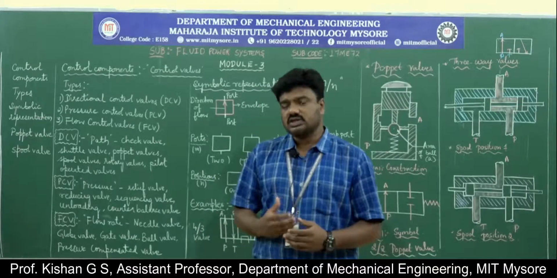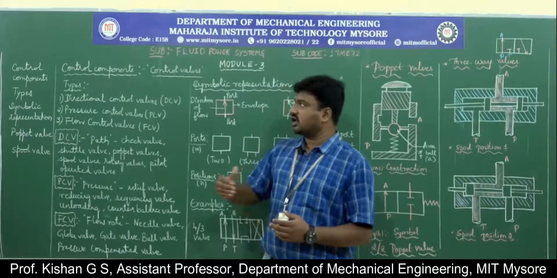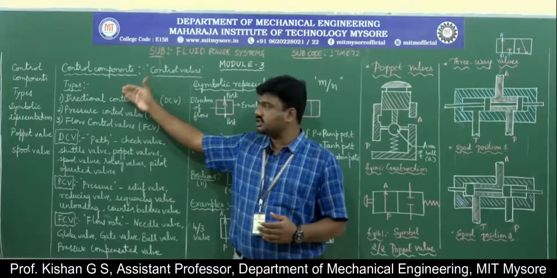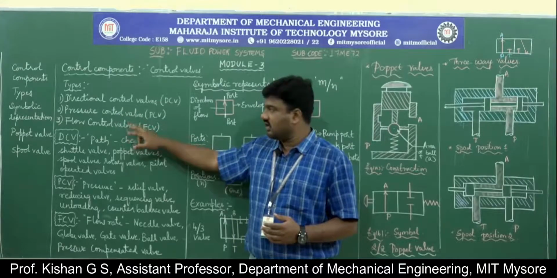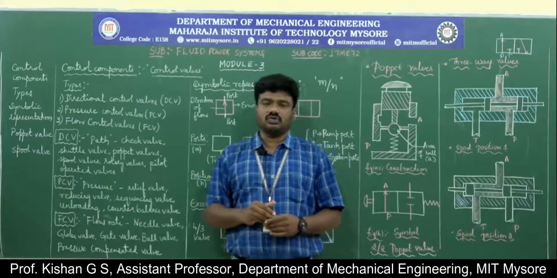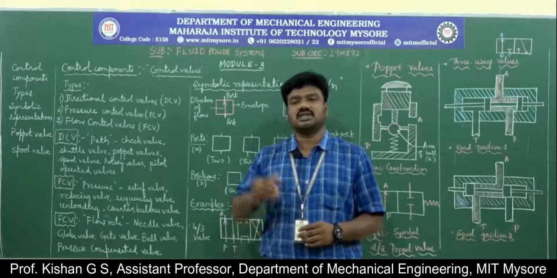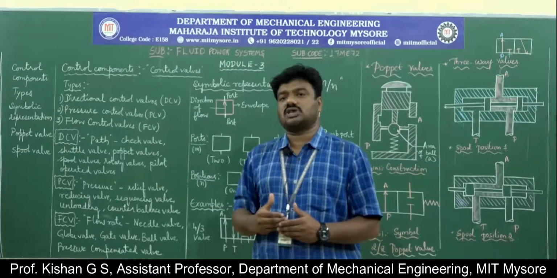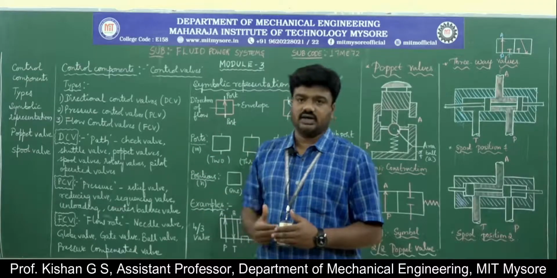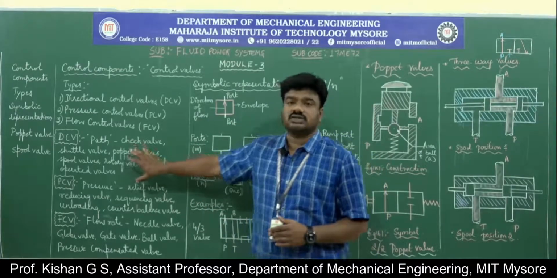So considering this, we have three types of control valves, that is control components. First one being directional control valve, second being pressure control valve, and the third one being flow control valve. As the name itself suggests, these are the three categories which we are supposed to understand basically on its functionality. So first one being direction control valve.